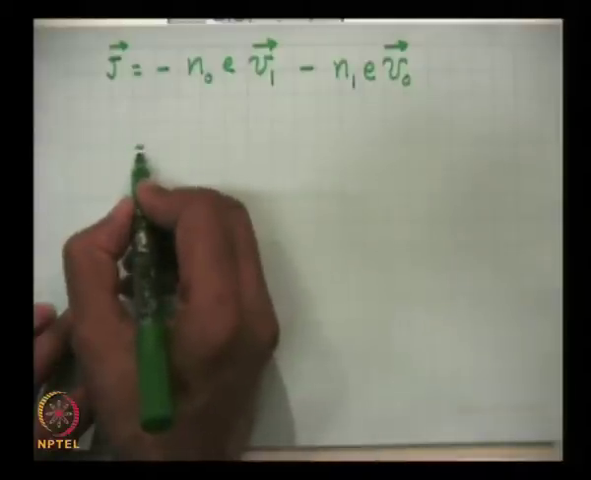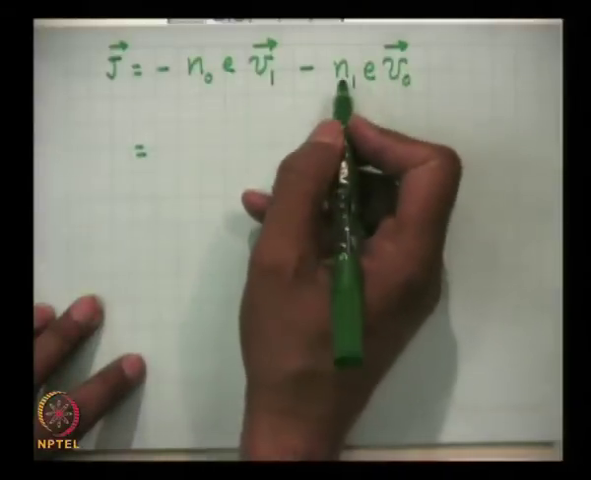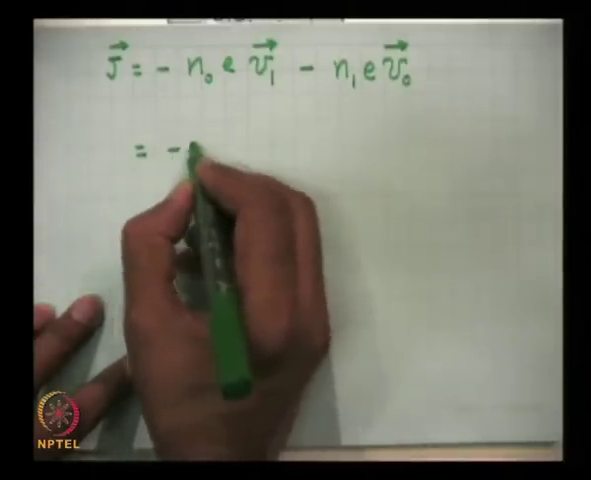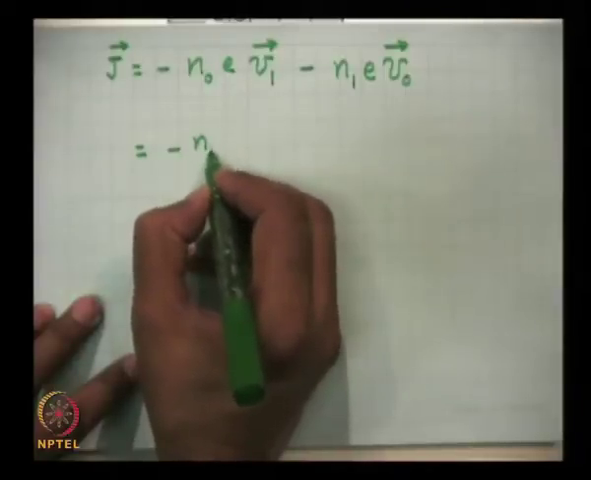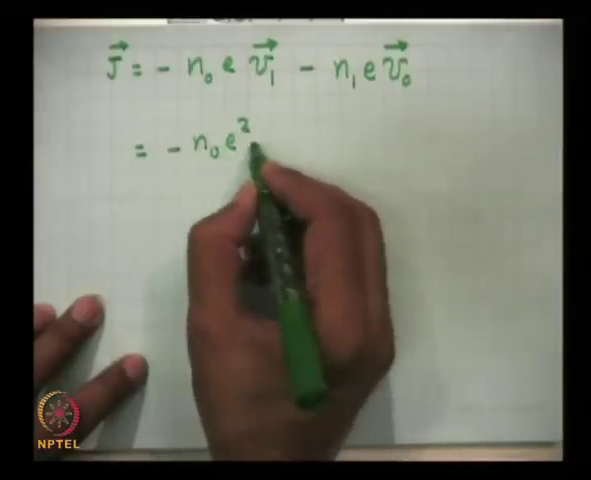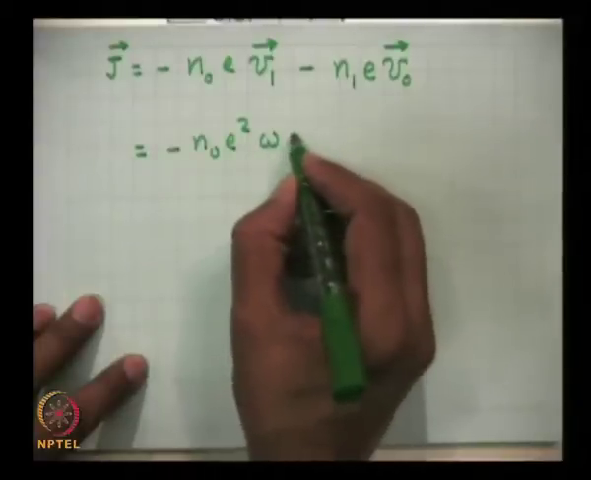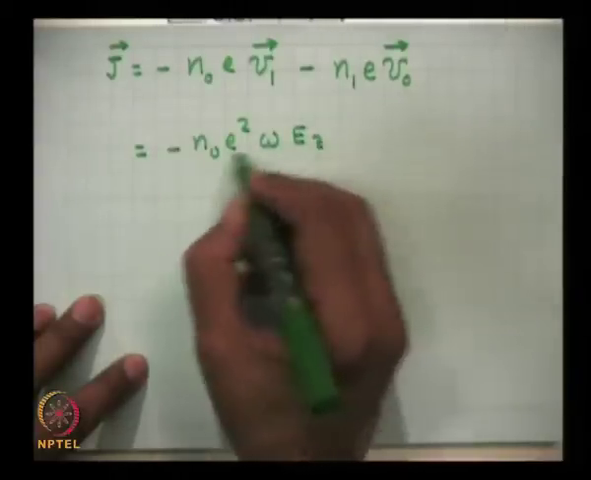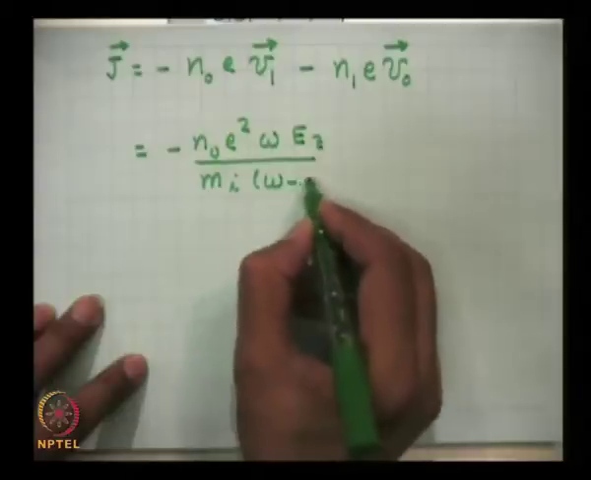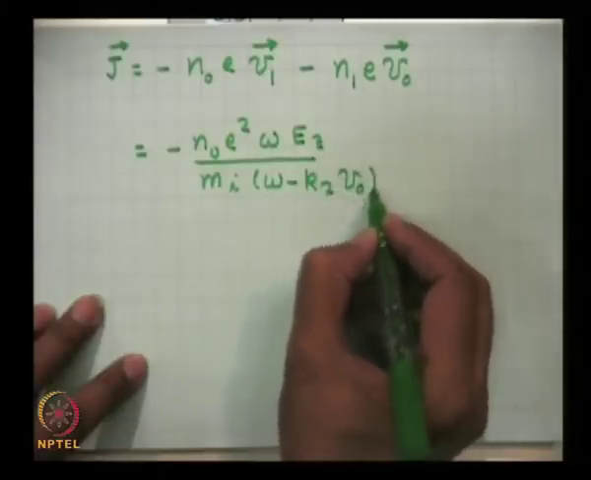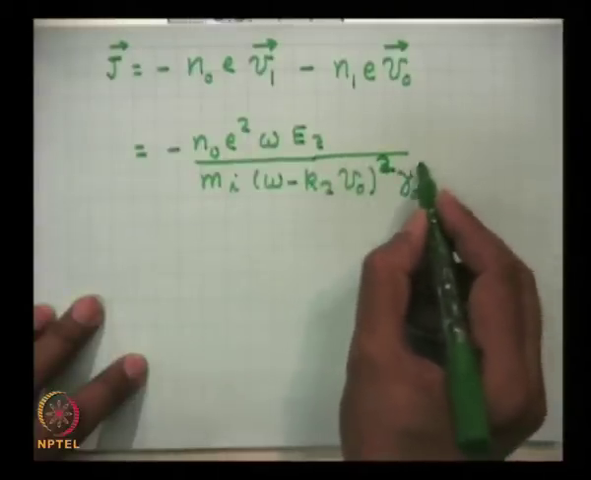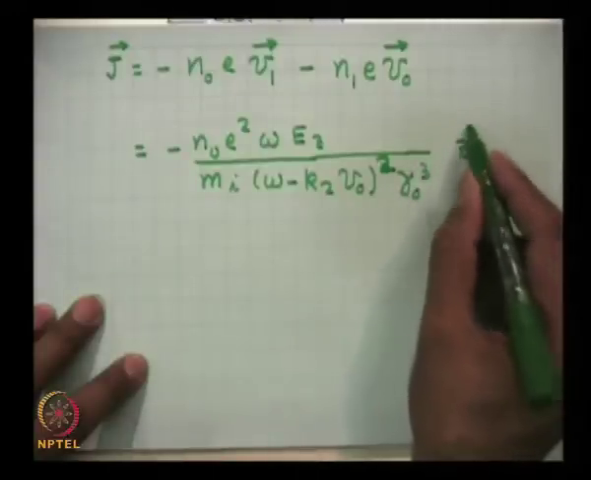So once you calculate this, substitute the value of V1 and V0 or N1, it turns out to be equal to minus N0 e square omega Ez upon m, i omega minus i kz V0 cube, V0 square into gamma 0 cube, and that is in the z direction.